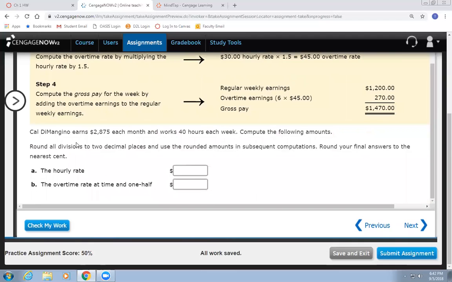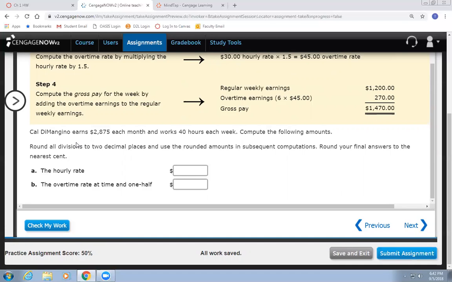Okay, so we have Cal DiMangino earns $2,875 each month and works 40 hours each week. Okay, but we're seeing that he's a non-exempt employee, so he could still earn overtime. Well, in order to calculate any overtime he may earn, we need to know how much his hourly wage rate is. And they've given it to us in a monthly. So what we do is we actually are going to start by turning it into an annual rate.